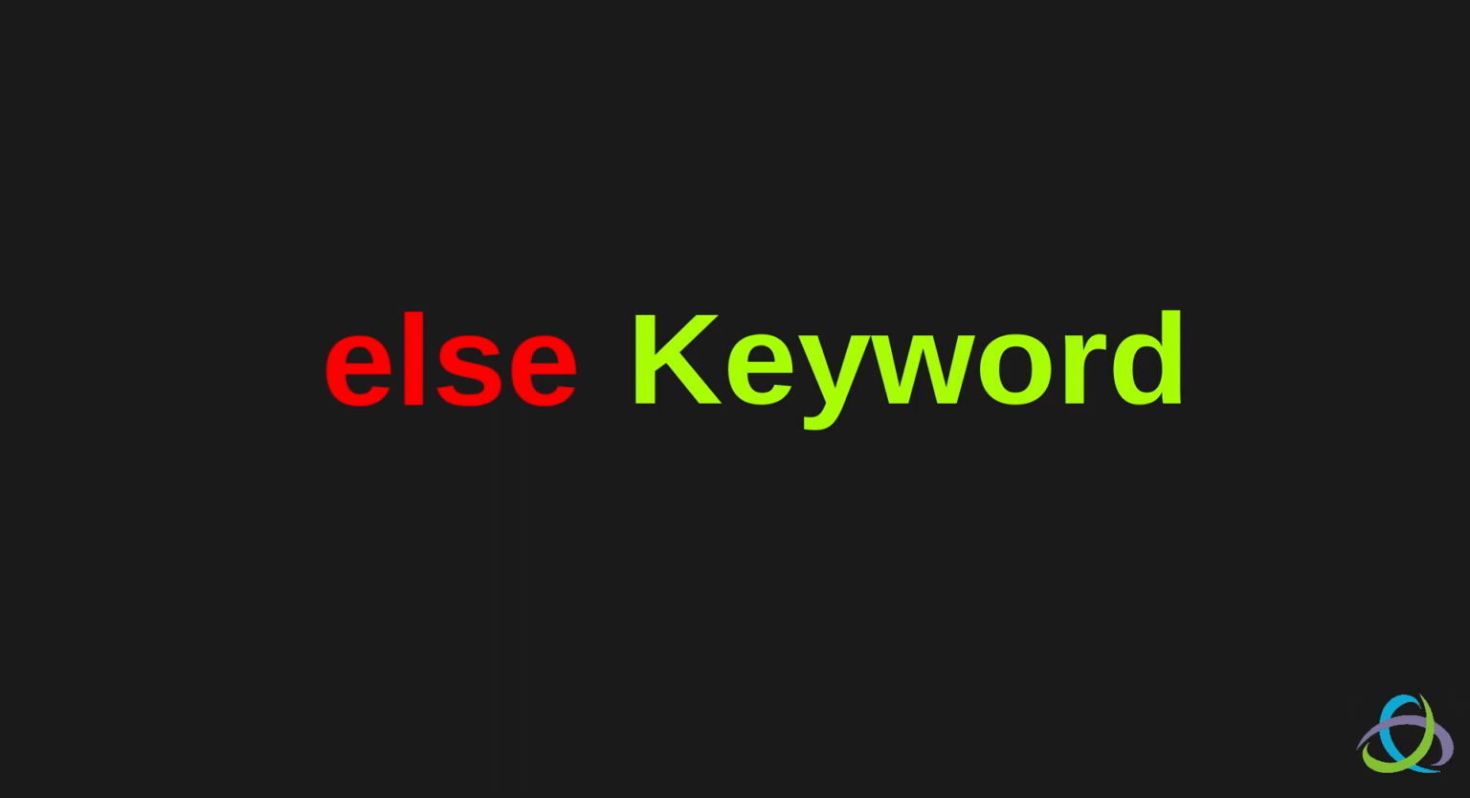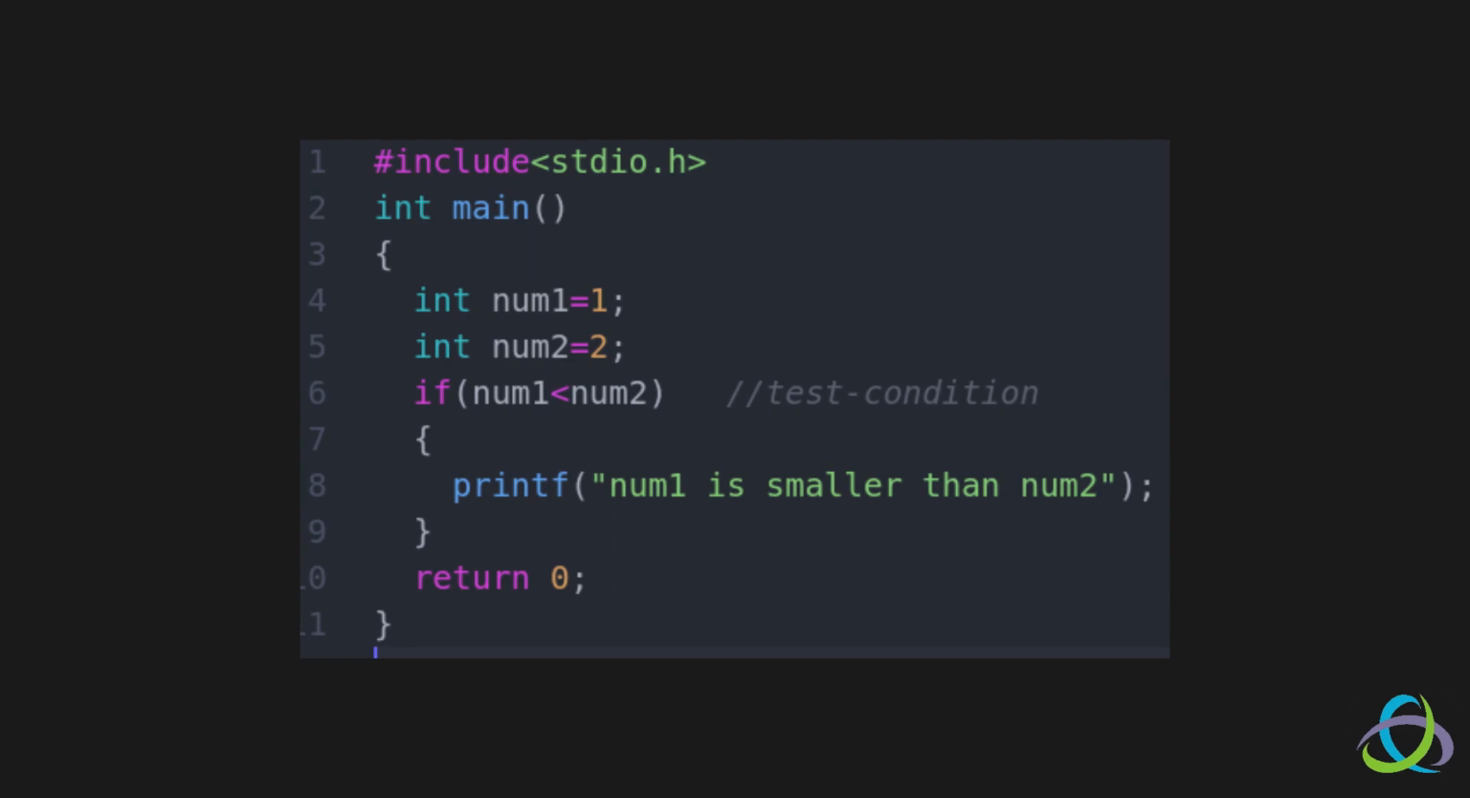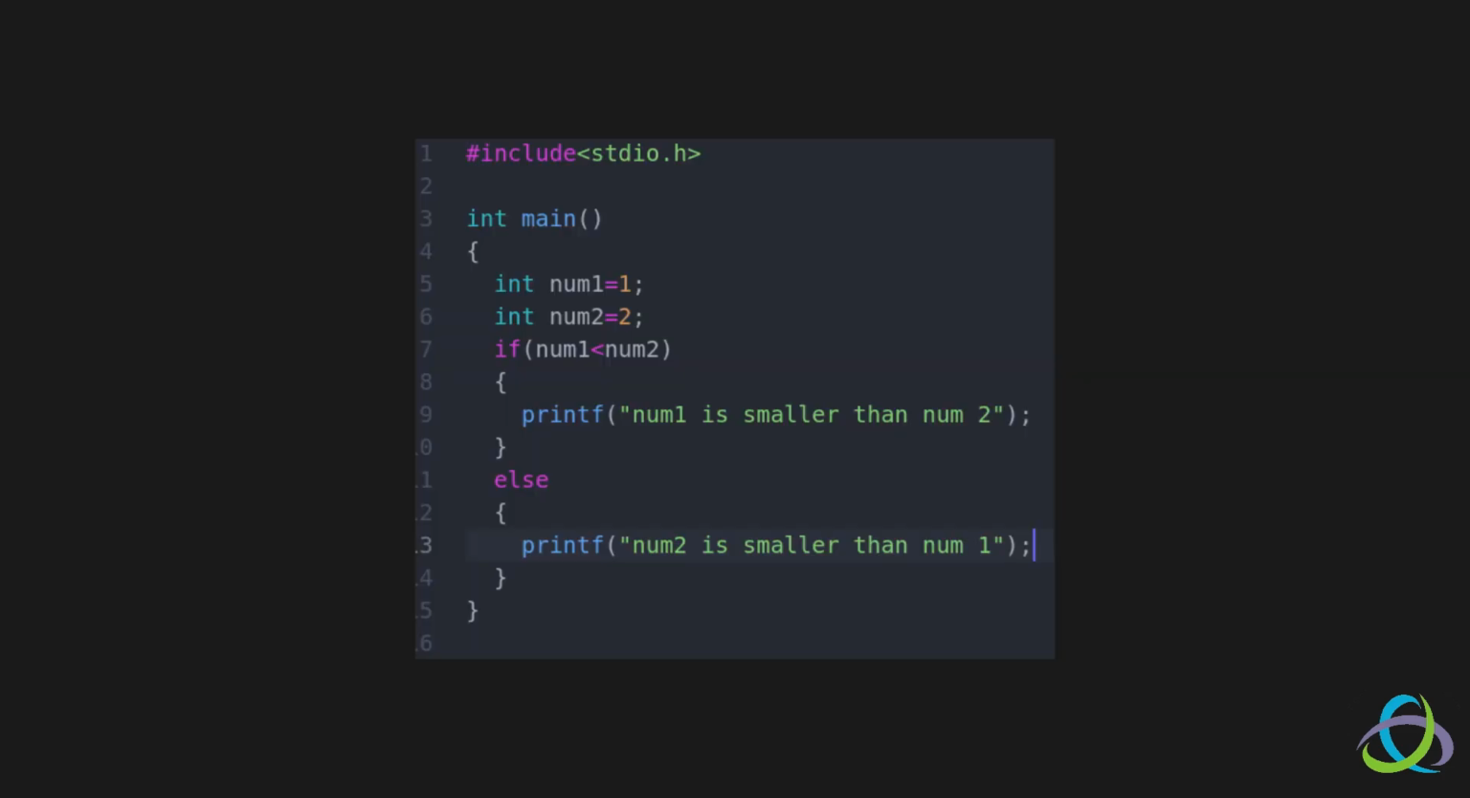This keyword comes in a package with an if statement that needs to be used right under the body of if. Taking the last example, what if we wanted to print something if number 1 was not greater than number 2? For that, let's use an else statement. After adding that, it looks something like this. Now, whenever the condition of if is not satisfied, the body of else statement works. Therefore, if num1 was 3 and num2 was 2, then the lower part would have been printed.